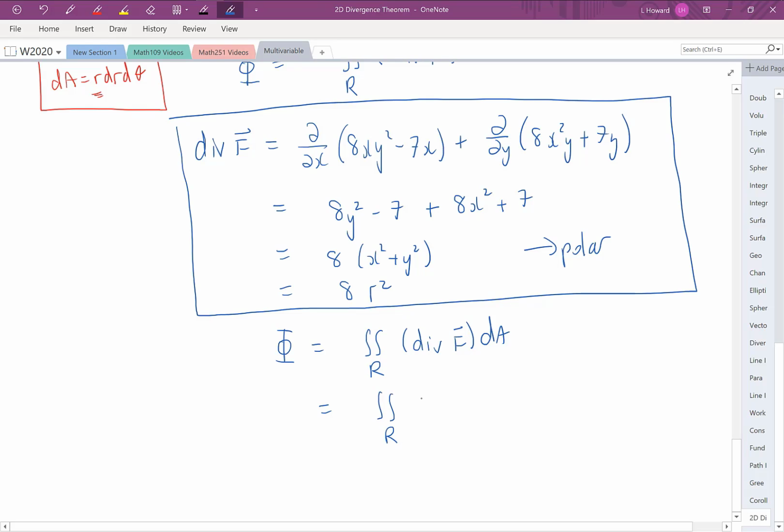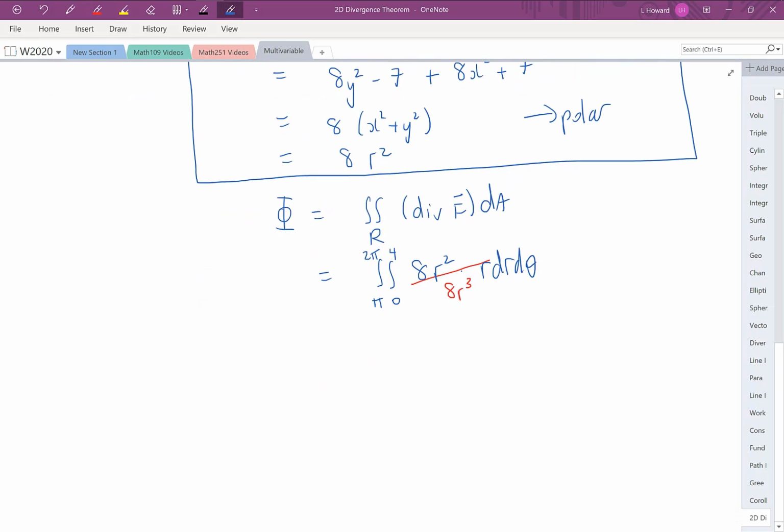So divergence of F we decided was going to be 8r squared. dA in polar is going to be r dr d theta, and then we can put our limits of integration on there as well. So the r values are going to be going from 0 to 4 as theta goes from pi to 2 pi. And then we could just clean up our integrand a little bit here. Let's multiply that together to call that 8r cubed. And then we're good to go with our integration.